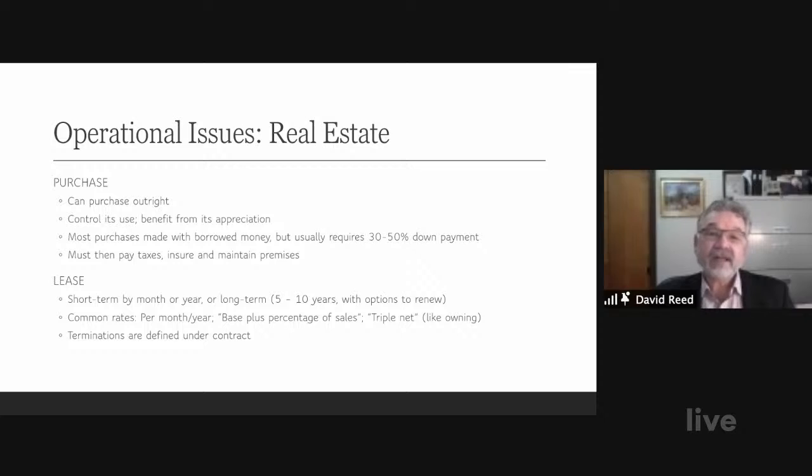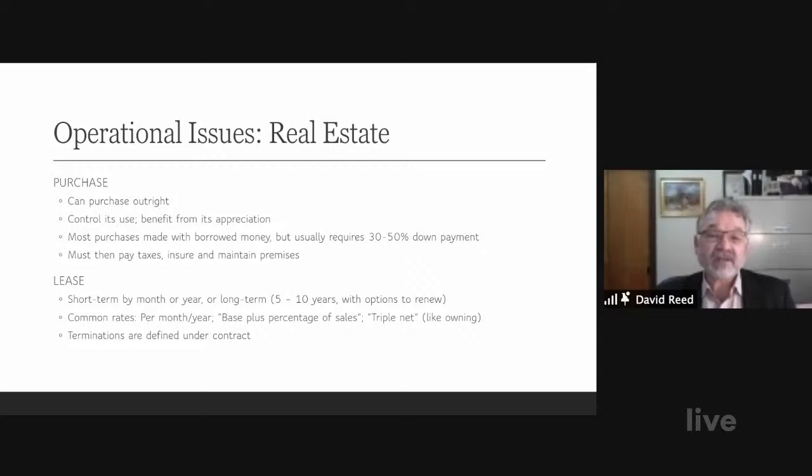Leasing, equally easy. You can have a very short-term lease, month to month, year to year. You can have longer leases. And those leases can have payment terms that are a simple flat dollar amount every month, very predictable, good for your budget.